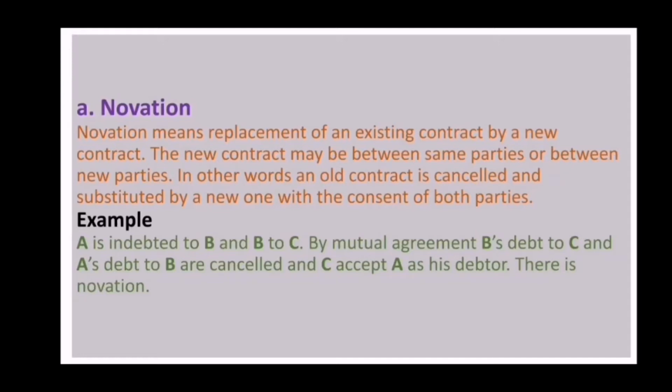Here is an example: A is indebted to B and B to C. It means A is debtor of B and B is debtor of C. By mutual agreement, B's debt to C and A's debt to B are cancelled and C accepts A as his debtor. So this is a case of novation. What is important here? There is a change in parties, with the mutual consent of all parties involved in the previous agreements. So this is a case of discharge by agreement, which is novation.